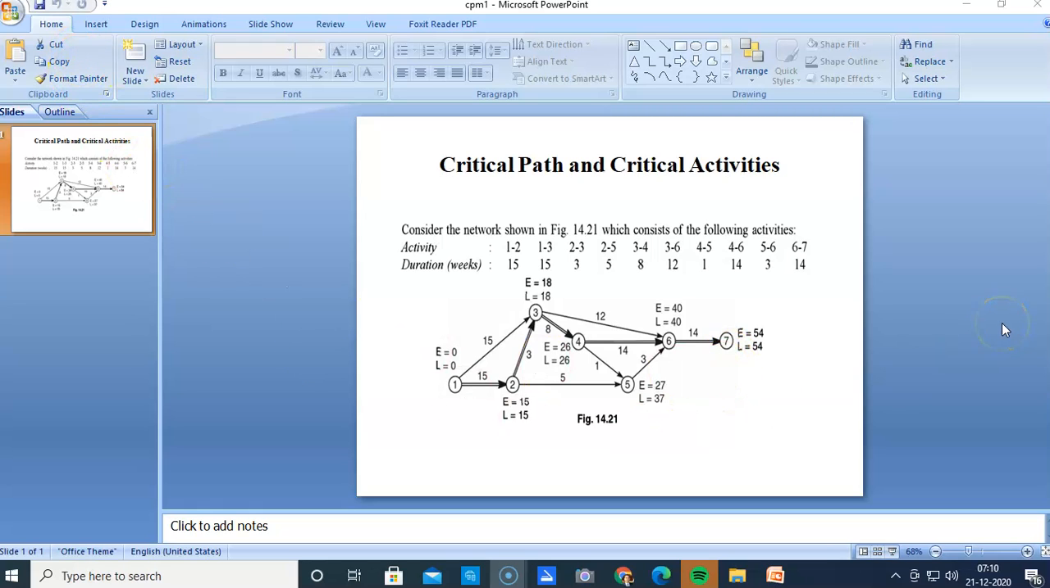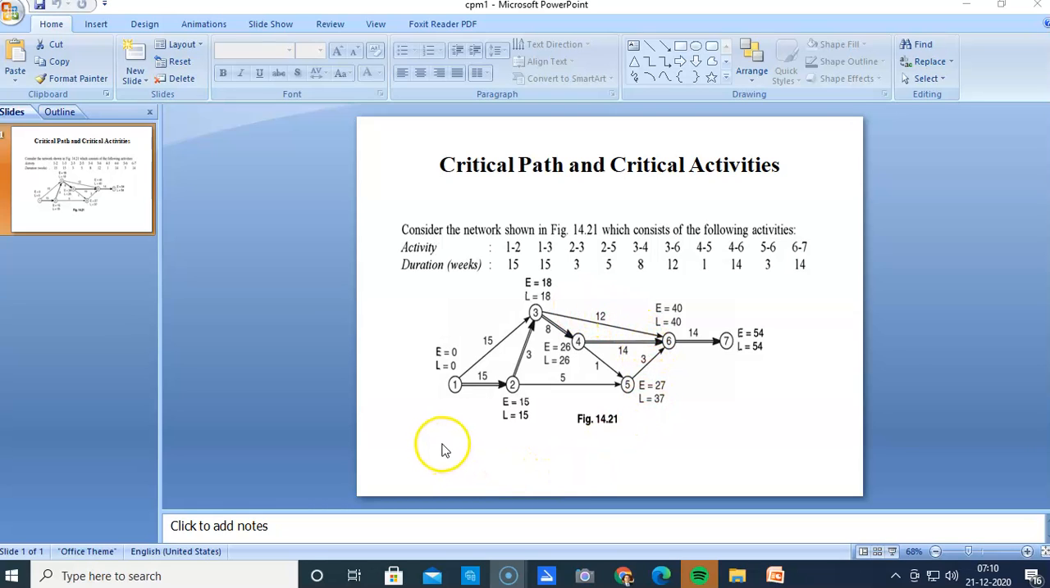Hello students, today we will learn how to find out critical activities and critical path. Let us consider this example. So activities 1 to 2, 1 to 3, 2 to 3, 3 to 5, etc. And duration in weeks are 15, 15, 3, 5, 8, etc. for these activities. And first of all, we try to develop a network diagram.